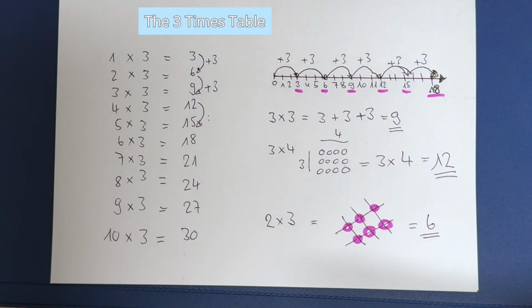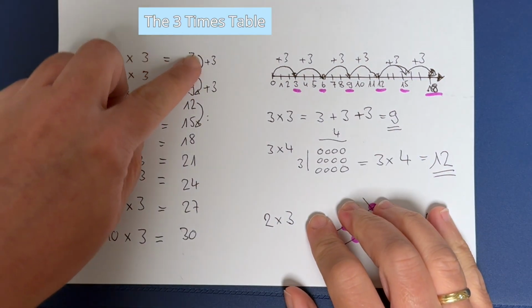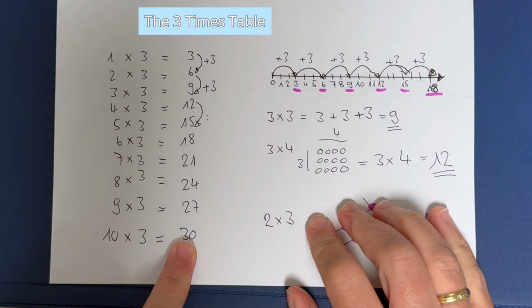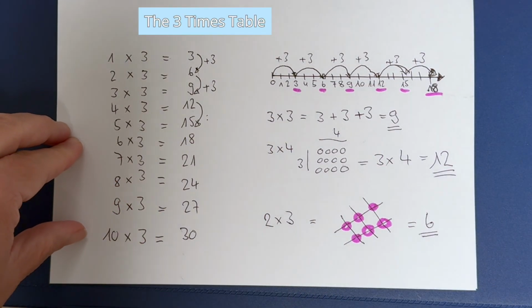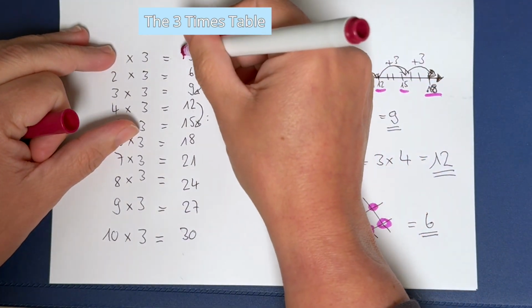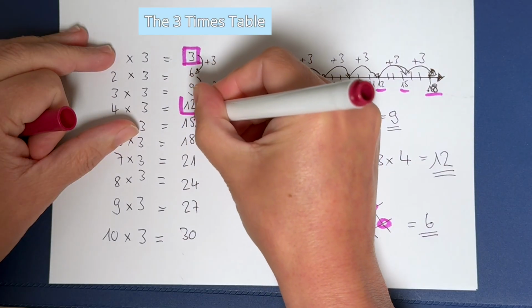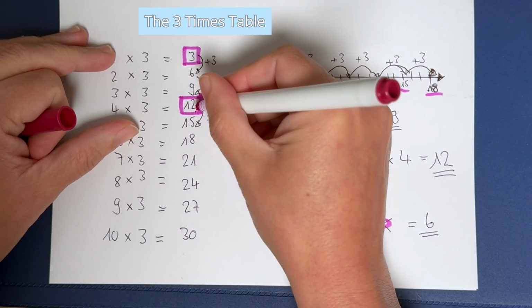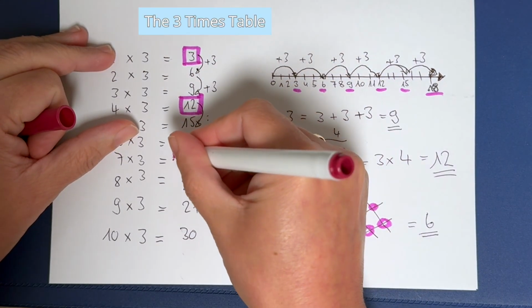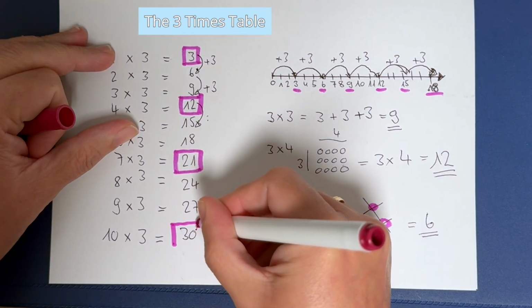Now I want to show you a little trick, or actually a pattern, in the 3 times table. Let's look at the answers again. We have already written them down. Look carefully. We have 3, then 12, then 21, then 30.